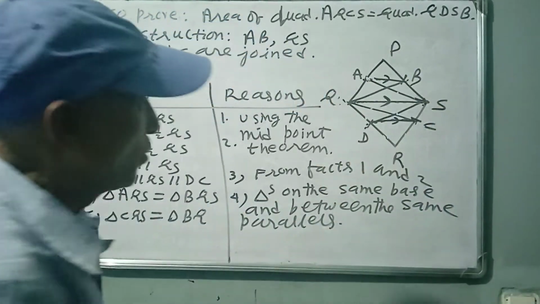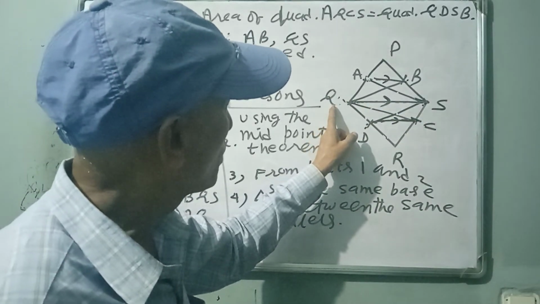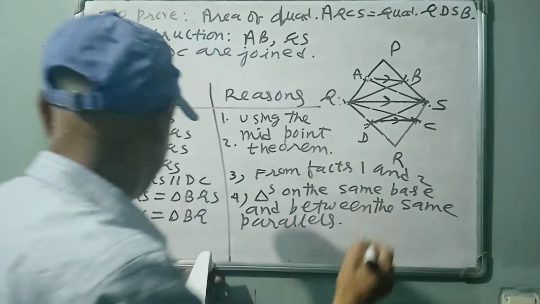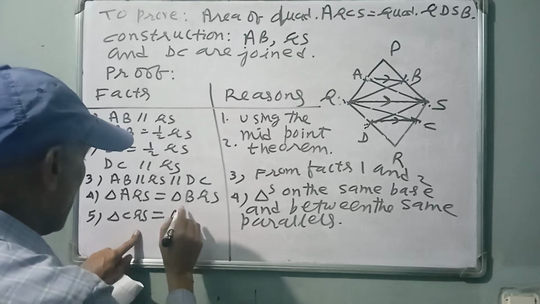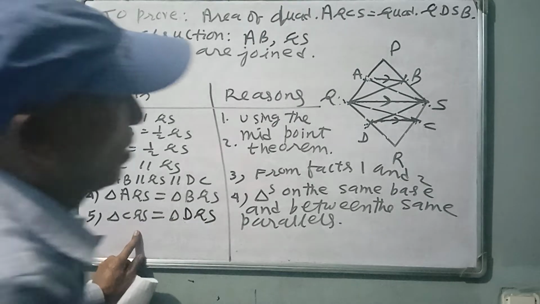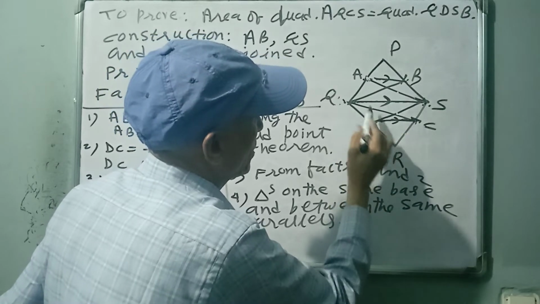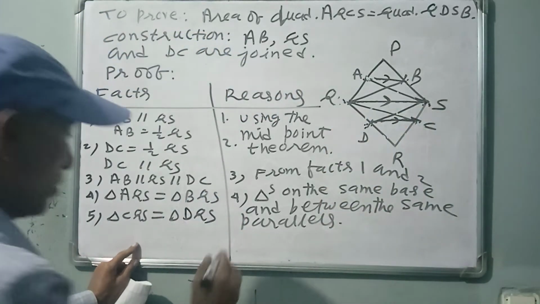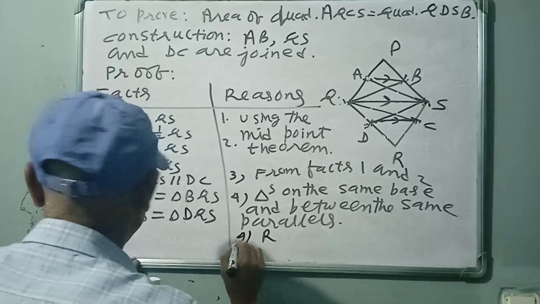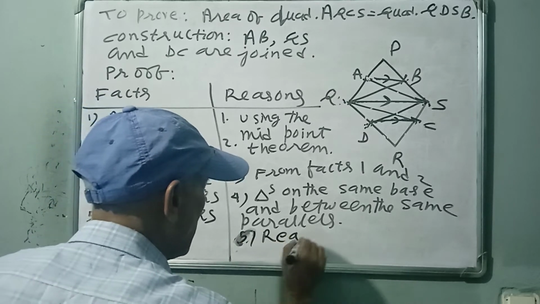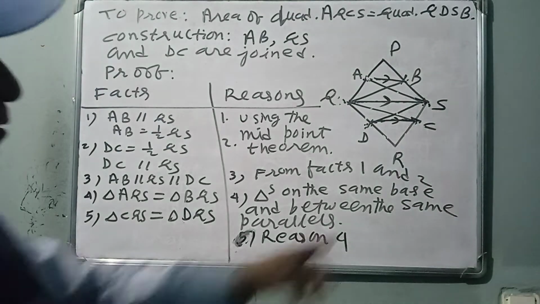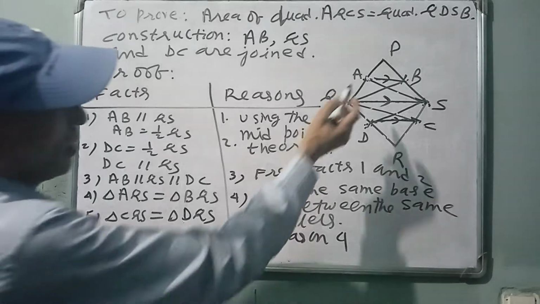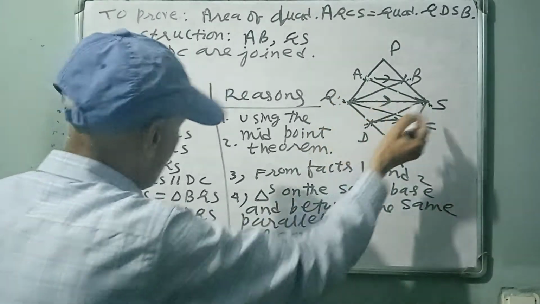Next, on this side, what do we have to show? CQS and DQS. On this side CQS, on that side DQS. Looking again, since QS and DC are parallel, CQS equals DQS. Reason, question number 5, reason 4. That means triangles on the same base and between the same parallels are equal. First, triangle AQS equals BQS.